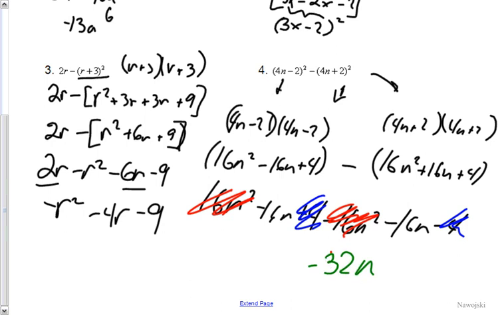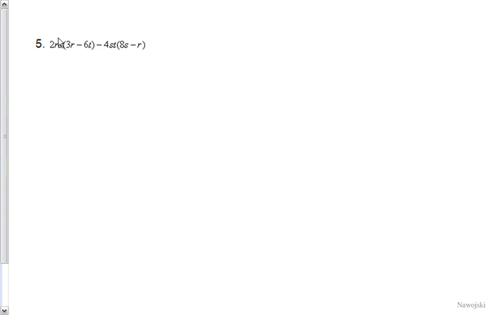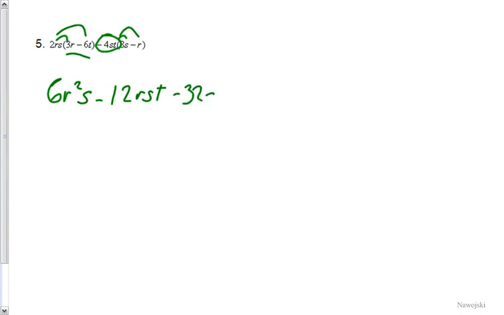Alright? And last but not least, we have this one here. Distribute. See what happens, okay? We have no powers. We have parentheses. We can't combine these things. So we have to distribute. This is going to be 2 times 3, which is 6 r squared s minus 12 r s t. Okay? If we do this problem, I'm going to take it as negative 4 s t times this. Negative 4 times 8s is minus 32 s squared t.